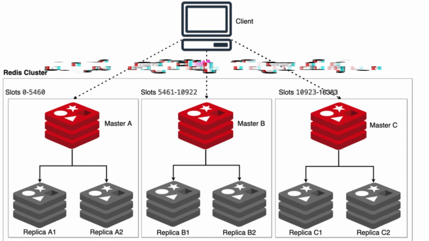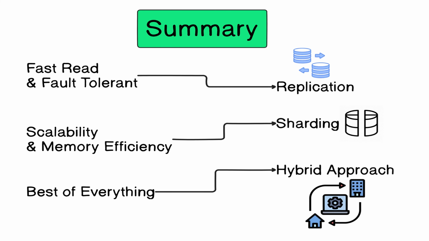Now, a few final thoughts in the end to sum up what we have discussed and which approach can be used under what scenario. If you want faster reads and better fault tolerance, then you can go with replication with master-slave approach. If you want better scalability and efficient memory usage, then you can go with sharding. And if you want the best of both, do sharding with replication. The data is partitioned but also has replicas for failure recovery. This is how distributed caching is architected in real-world enterprise systems.